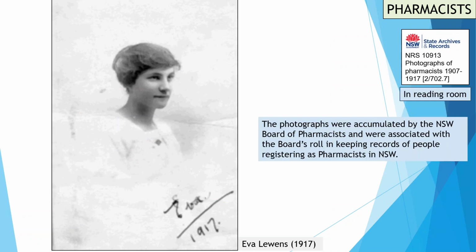This is a photograph that was taken as photographs of pharmacists, 1907 to 1917. So I thought it was important to at least let you know that these exist. They were accumulated by the New South Wales Board of Pharmacists, and they're associated with the board's role in keeping records of people registering as pharmacists. In a sense, they wanted to make sure who was the one that was registered.